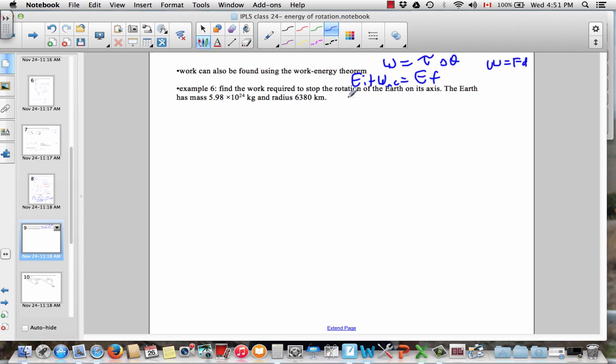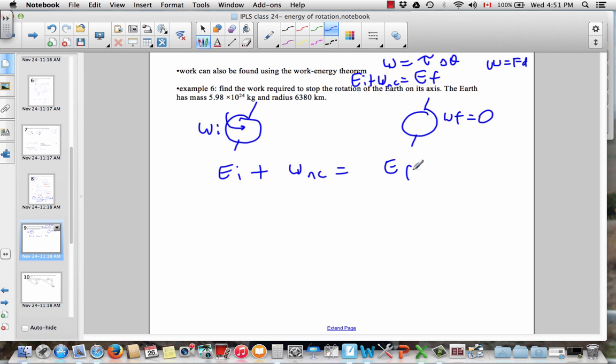We'll find the work done to stop the rotation of the Earth. So first we visualize. It starts off with the Earth rotating with its usual initial angular speed. And then at the end, well, it's at rest. So we don't know the force that's being applied. We don't know the torque. And we don't know how far it rotates. So although this is true, it's not useful in terms of finding the work. So we'll use the other possible technique, which is the change in energy.